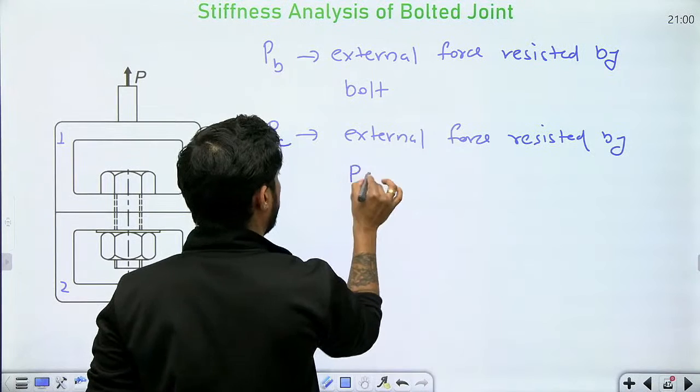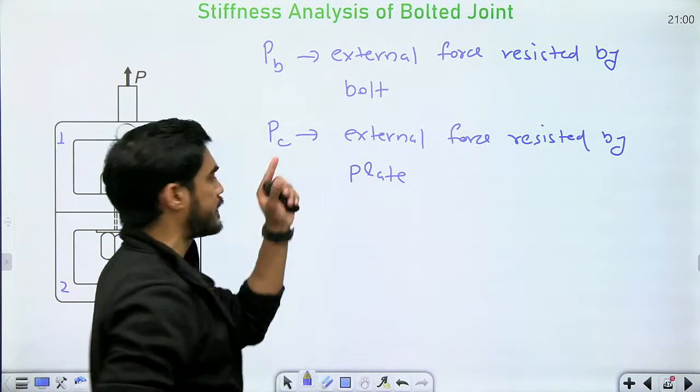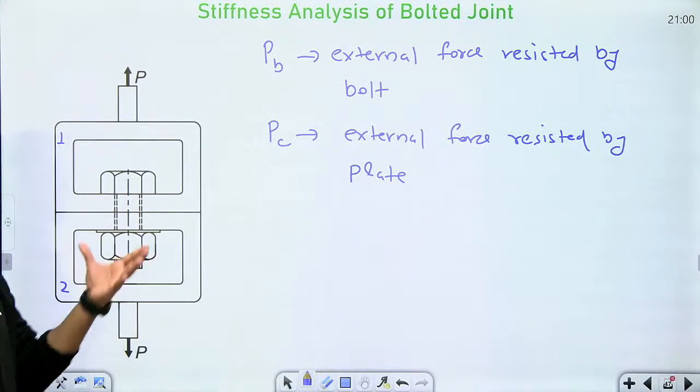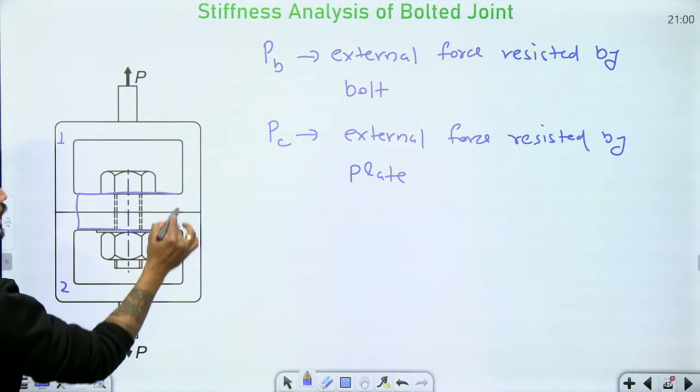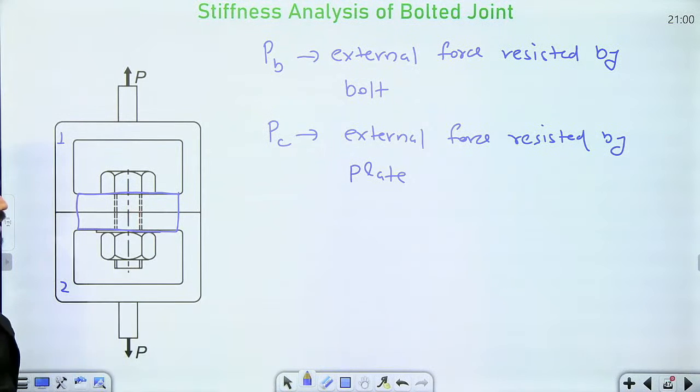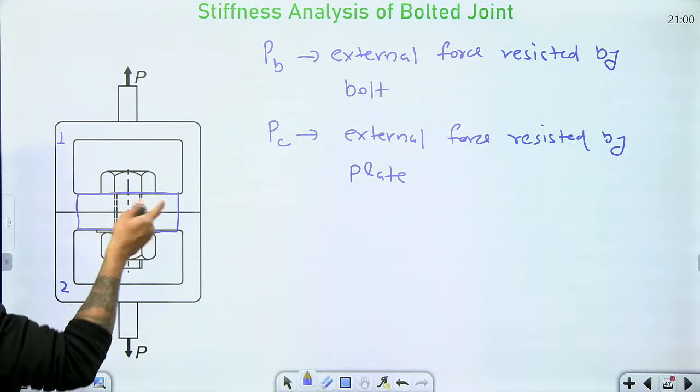Now why am I calling this PC? Why am I using this letter C? C is used for the clamped part. This much part is clamped, so C stands for that clamped part.